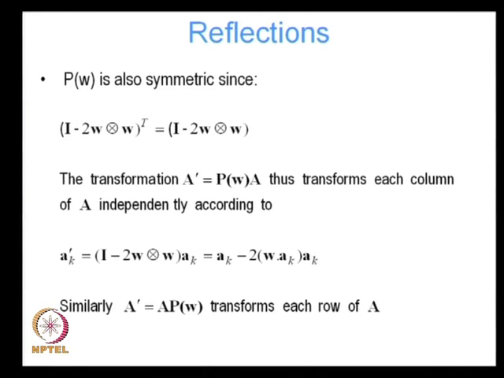P_W is also symmetric. Well, that can be shown trivially again using the properties of the outer product. The transformation P_W operating on A thus transforms each column of A independently according to this. So, P operating on A is nothing but P operating on each column of A, where A_k represents a column of A, and again using the transformation rules for outer products operating on vectors, we can show that this is equal to this.